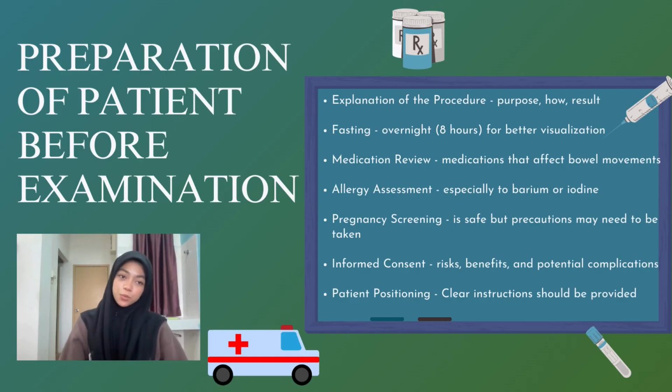So now we proceed with the preparation of the patient before examination. First will be explanation of the procedure. The patient should know the purpose of this procedure, how it will be conducted, and the result that we expect from this kind of procedure. Then fasting. The patient has to fast overnight or 8 hours for better visualization. Then medication review. We should make sure that any medication the patient takes doesn't affect bowel movement. And then allergy, especially to barium or iodine. Next, we go to pregnancy screening. I know it's safe to do, but precaution may need to be taken.